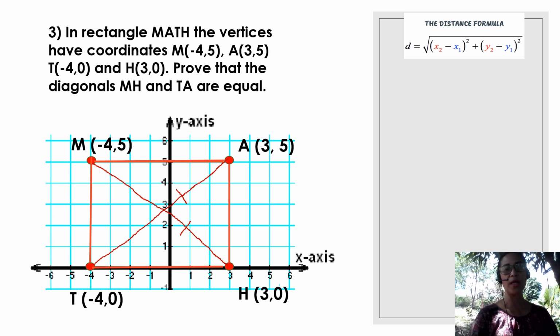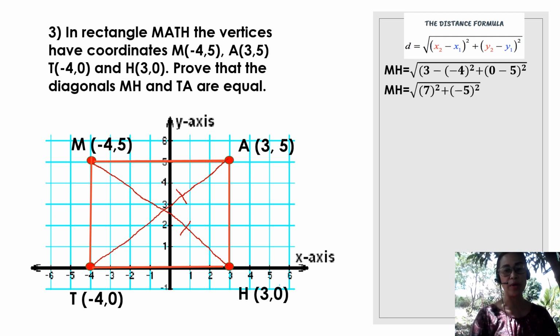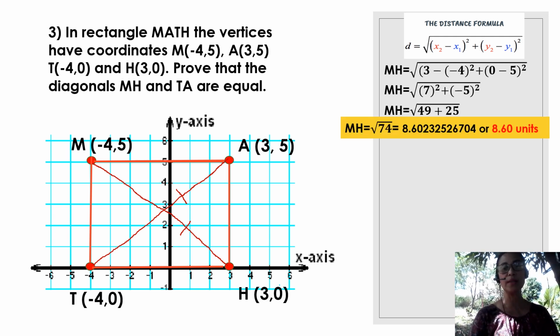We solve first for the length of MH. So by substitution, we have 3 minus negative 4, squared, plus 0 minus 5, squared. Now dealing with the ones inside the parentheses, we have 7 squared plus negative 5 squared. So the answer is 49 plus 25, and that is the square root of 74, which has a decimal value of 8.6023252670, or 8.60 units.